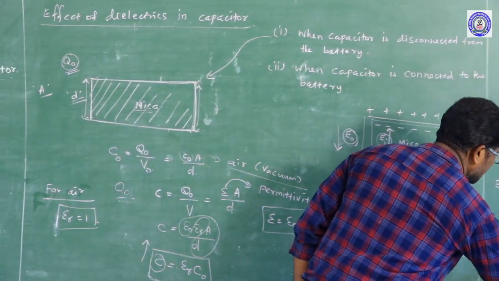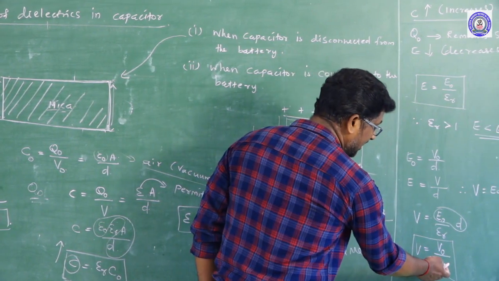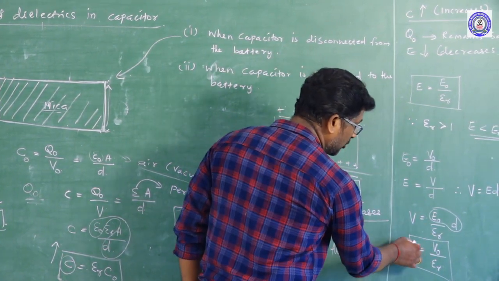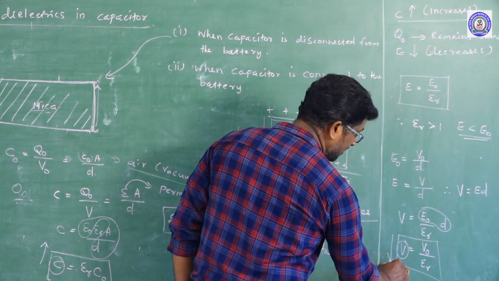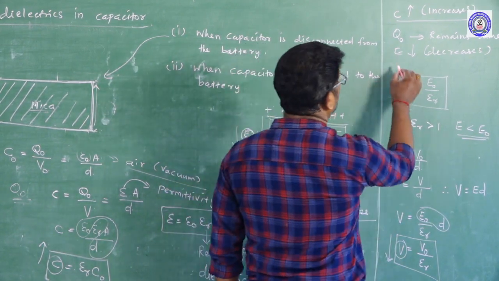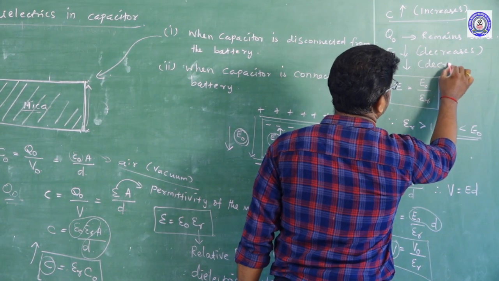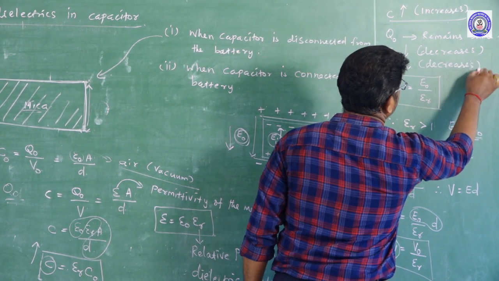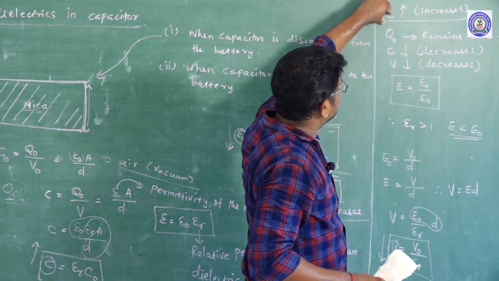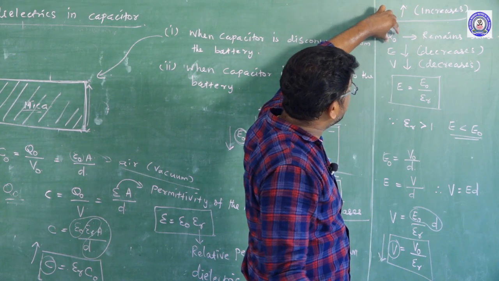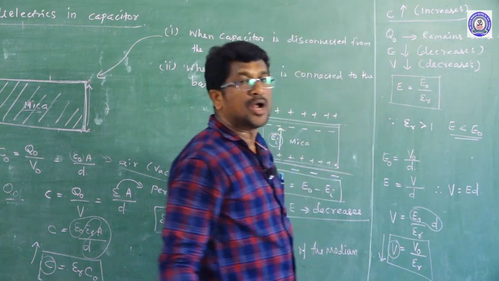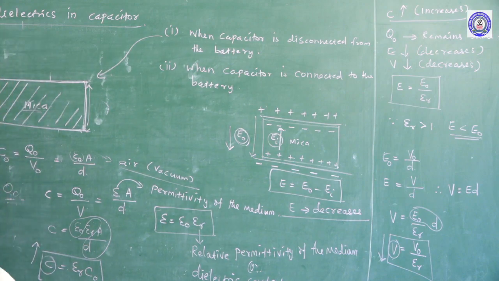From this equation, it is clear that if the dielectric material is introduced, the potential difference between the parallel plate capacitor decreases. So, potential difference also decreases. Capacitance increases, charge in the capacitor remains the same, electric field decreases and potential difference also decreases.